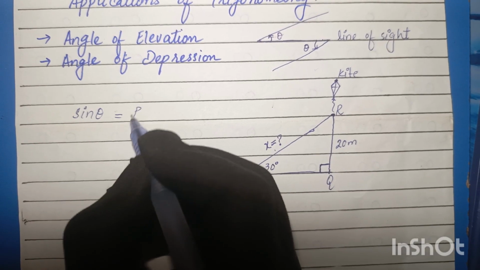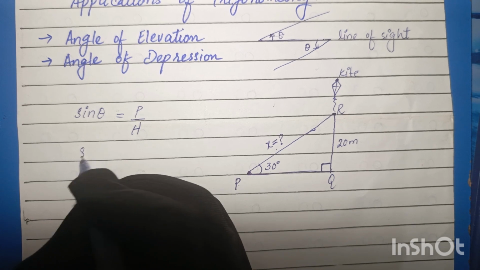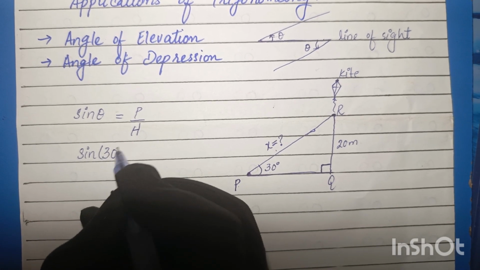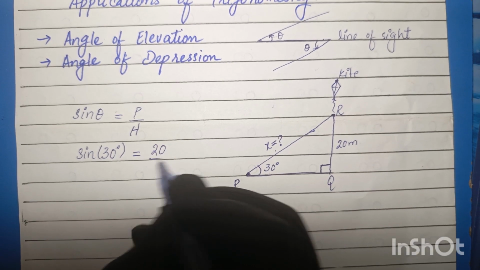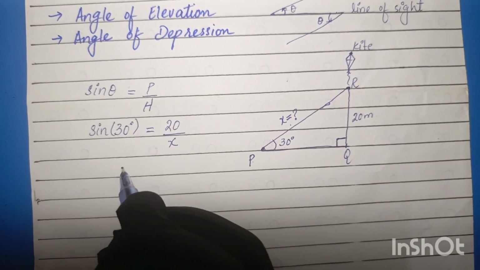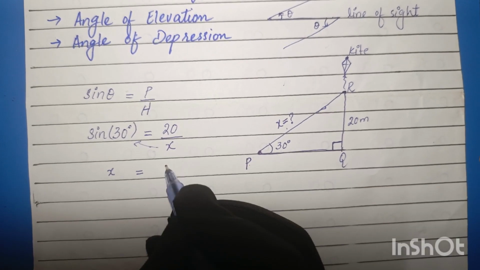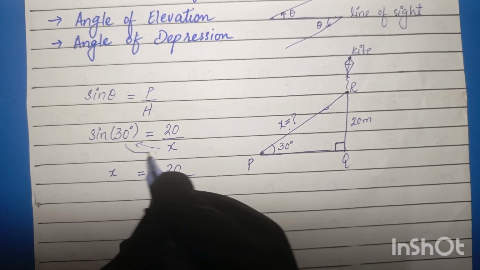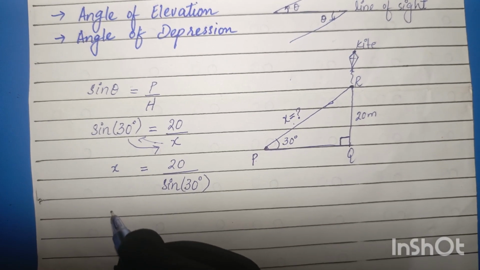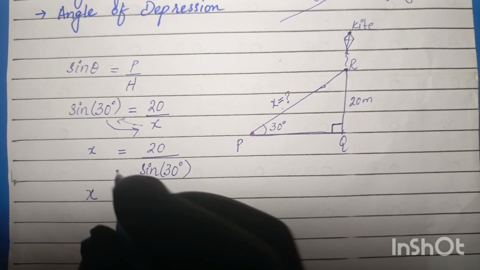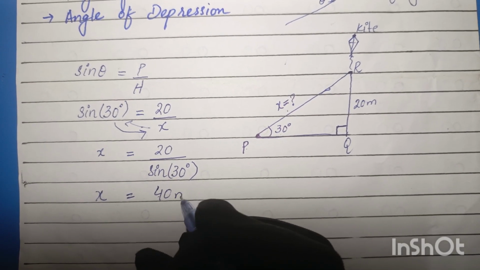Sine theta is equal to perpendicular over hypotenuse. We have known theta is equal to 30 degree. So sine 30 degree is equal to perpendicular, that means 20, over hypotenuse x, and by simplification x can be shifted to this place. x is equal to 20 divided by sine 30 degree. So by solving we have x is equal to 40 meter.